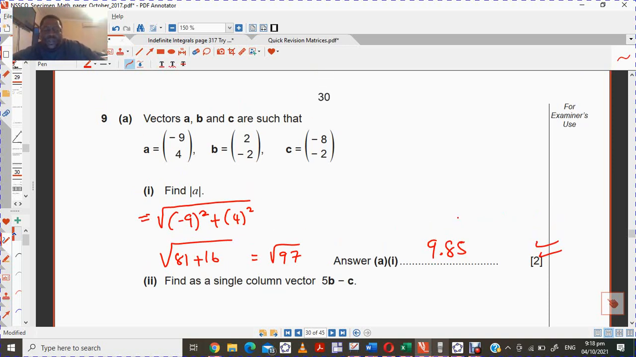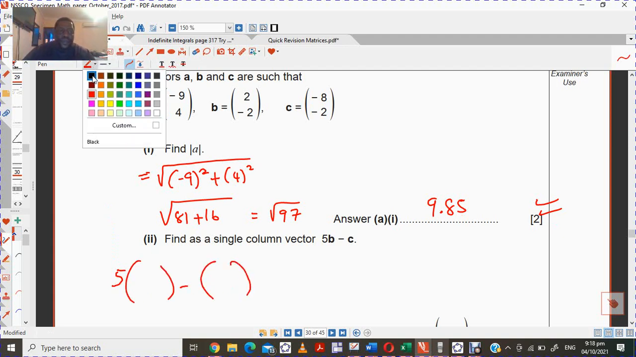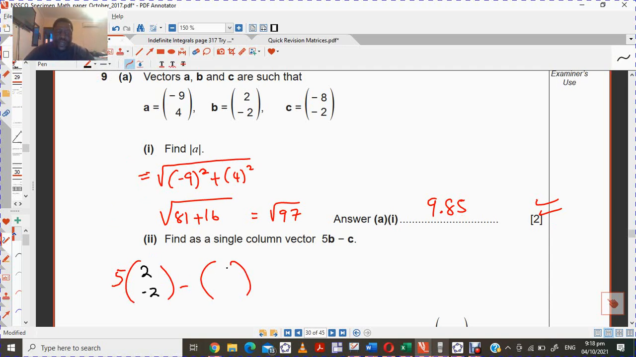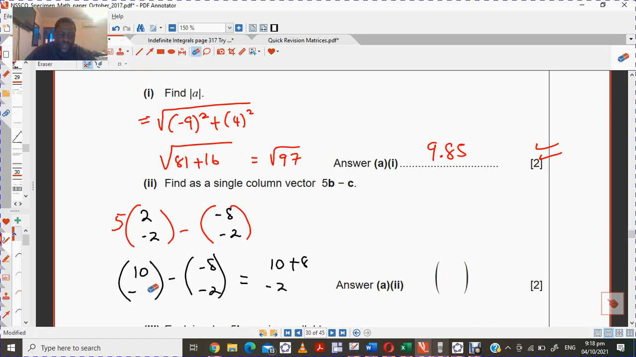Okay, write as a single column vector 5b minus c, right? So that is 5 times whatever that one is minus c. So b happens to be (2, negative 2), and c happens to be (negative 8, negative 2). All right. So again, this is very simple. So that's 10 minus 2, if you want to, minus negative 8, negative 2. Well, this gives you 10 plus 8, negative 2. This is actually not negative 2. This is negative 10, right? Okay, so that's negative 10. And same implies here that I will have negative 10 plus 2.